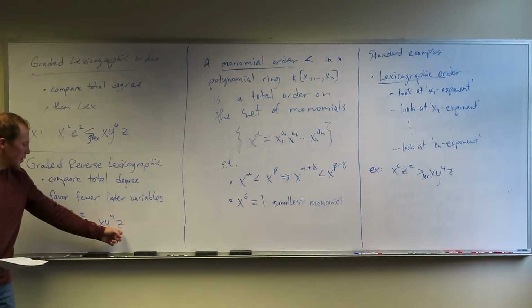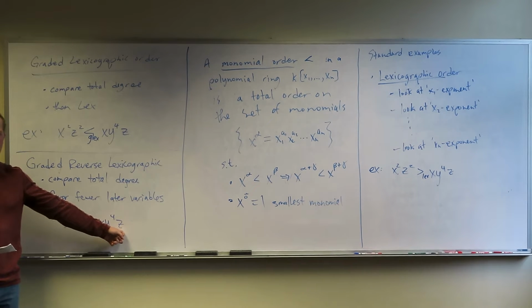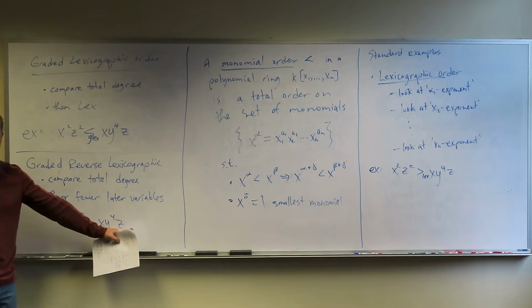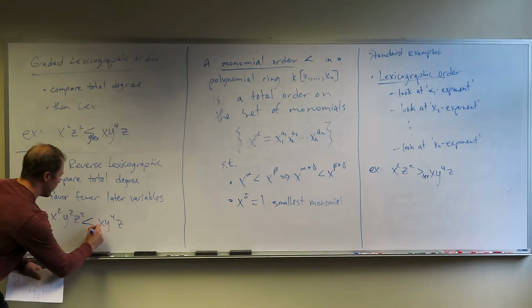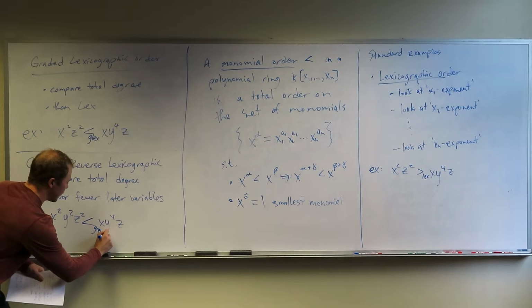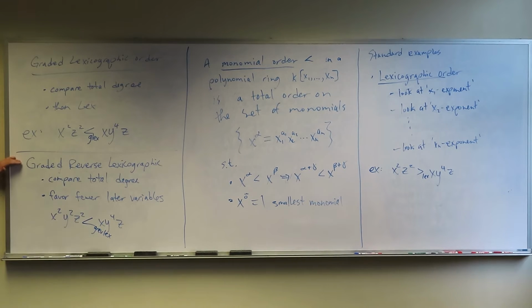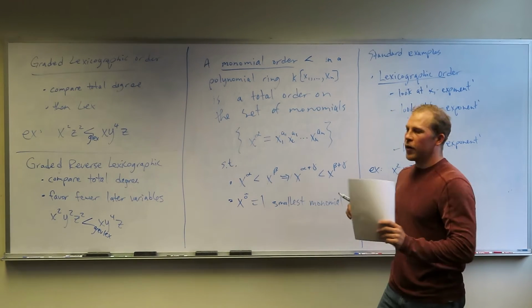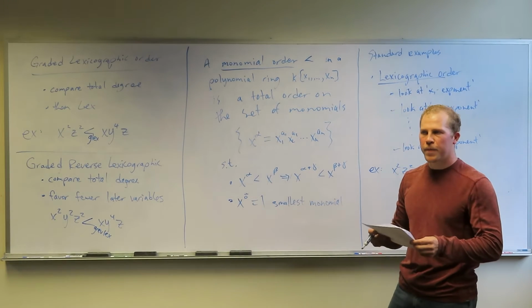What do I mean by that? Since the last variable that I have is a z, I'll start by comparing those exponents, but instead of giving this one the win, since it has 2 and this one has 1, I do it the other way around. I give it to the little guy. The shorthand for this long name is GrevLex, and I'll start using those notations from now on. Okay, any questions so far?